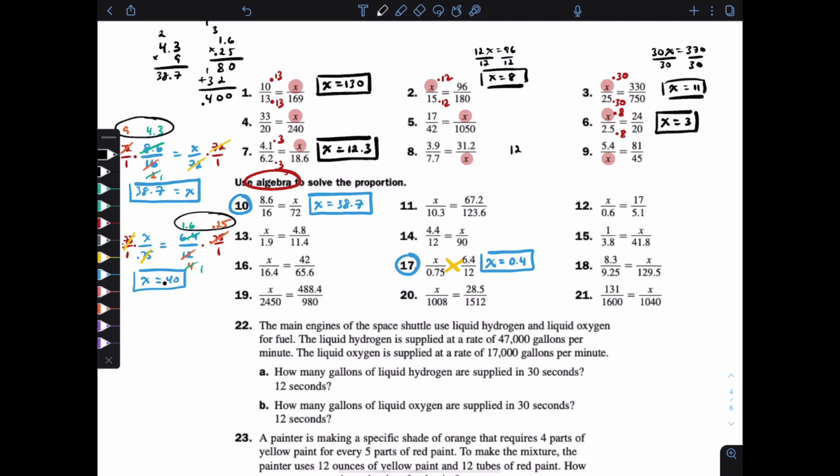So if I take 12 times 0.4, well, that's going to be an 8, and that's a 4, so that's 4.8. And if we take the 0.75 and multiply that by 6.4, that's going to be 0 and a 2. 28 plus 2 is 30. That's a 0, that's a 3, that's 42, 45. 4800 with 3 decimals, 4.8. Oh, okay. I think this is good now. It is 0.4.